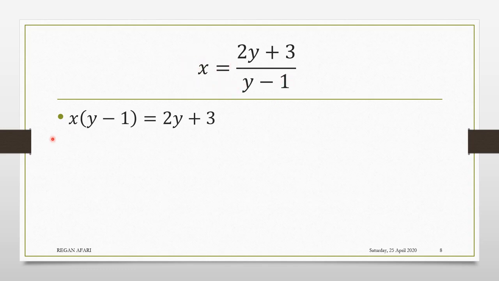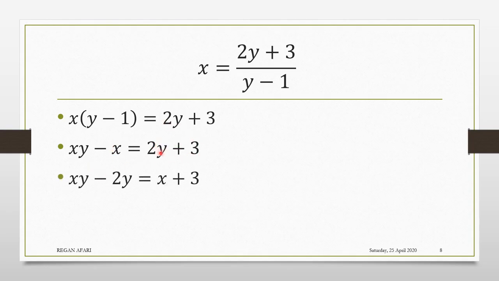So we have x into bracket y minus 1 equals 2y plus 3. Then we expand this bracket, so we have xy and then negative x. So we have xy minus x is equal to 2y plus 3. Now we group like terms, we put all y's together, so we let this 2y come to this part, and this negative x will come to the other part. So this 2y comes here and becomes negative 2y. Now this negative x crosses the equal to sign to become a positive x.